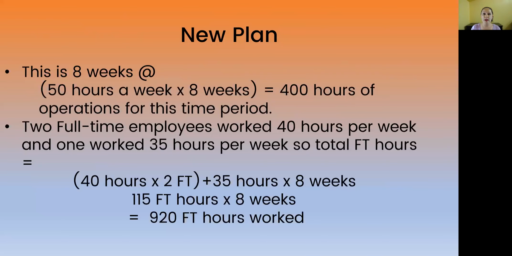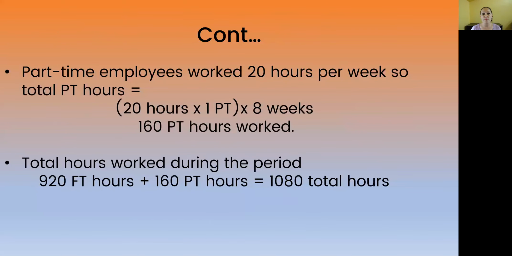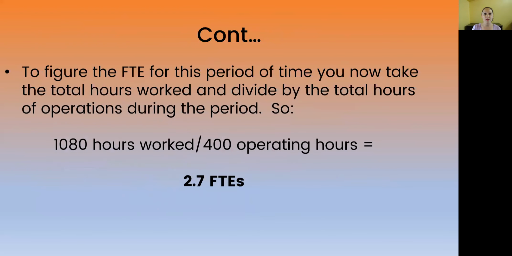receiving it. You have 2 full-time employees who worked 40 hours a week, and you have 1 who works 35 hours per week. So the total number of full-time hours worked is 920 full-time hours. With part-time, you go ahead and you bumped that employee back up to 20 hours per week. So now we're up to 160 part-time hours worked for a grand total of 1,080 hours worked during the 8-week period. So when you divide the 1,080 by the 400 operating hours available, you get 2.7 FTEs.